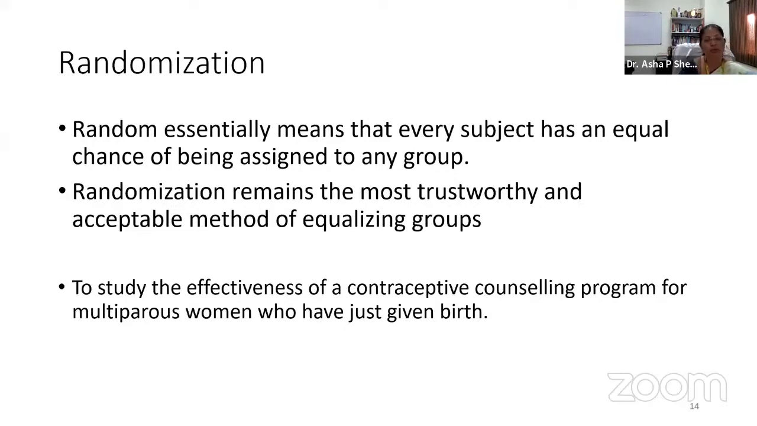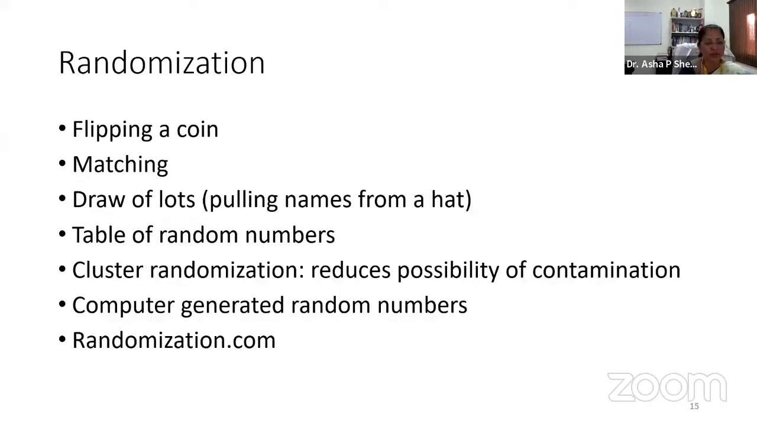For example, suppose we want to study the effectiveness of a contraceptive counseling program for multiparous women who have just given birth. How can we do this randomization? There are many ways to randomize the participants to various groups. The common one is flipping a coin. All of us are very familiar with it: if the coin comes up heads, then the woman will be assigned to the control group, or otherwise to the experimental group. Then matching.